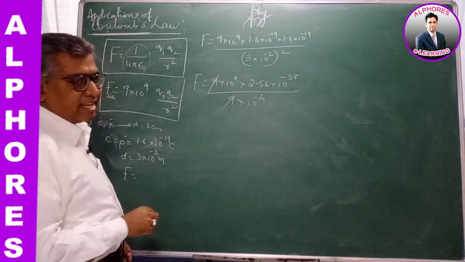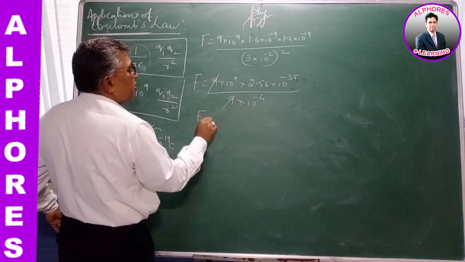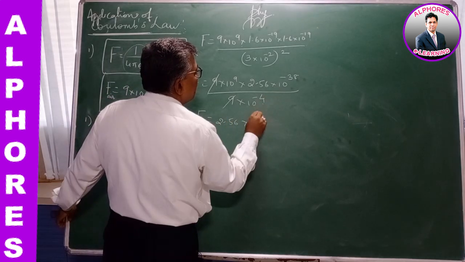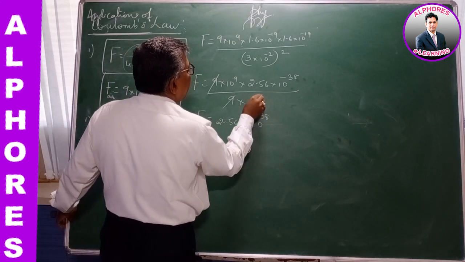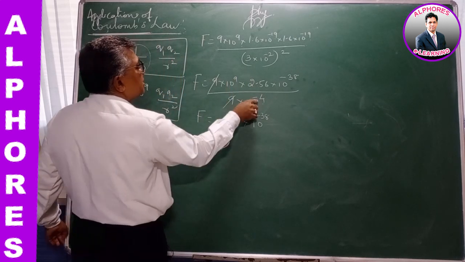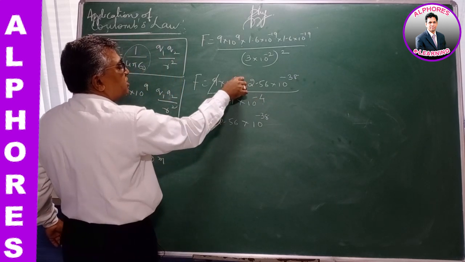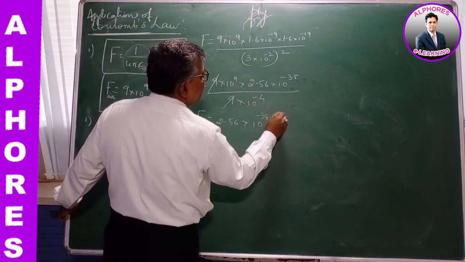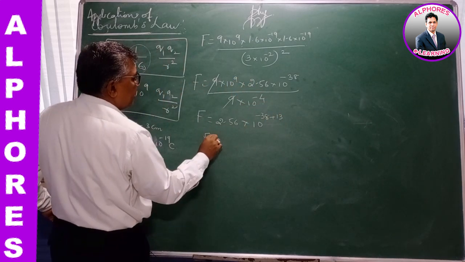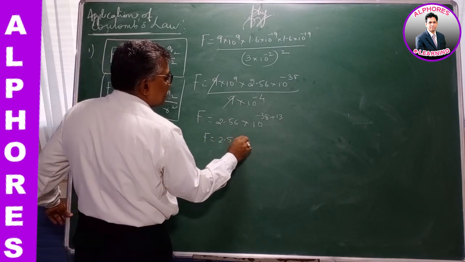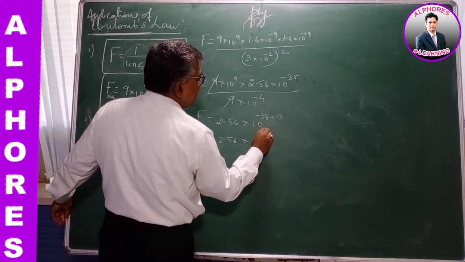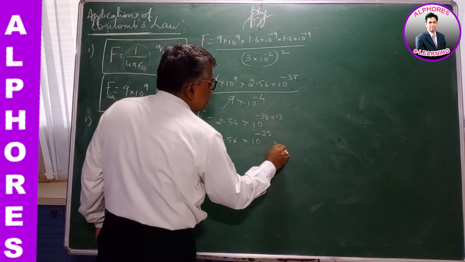So 9 gets cancelled. So force F is equal to 2.56 into 10 power minus 38. The 10 power minus 4 goes up, minus 4 when it goes up it is plus 4, 9 plus 4 it is 13, so plus 13. Or force F is 2.56 into 10 to the power of minus 25 newtons.